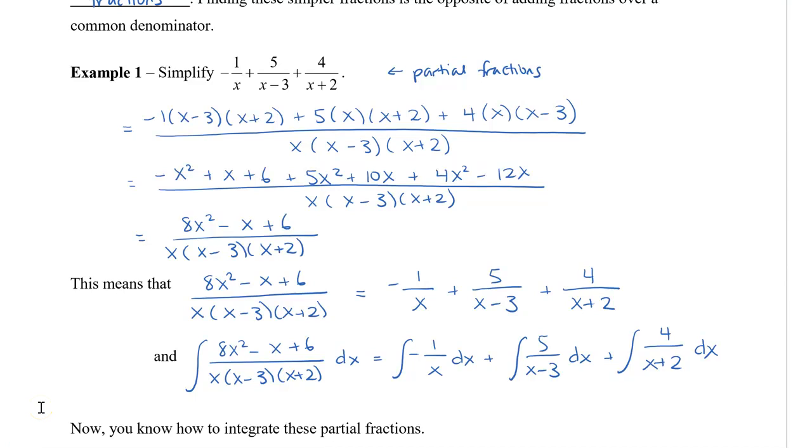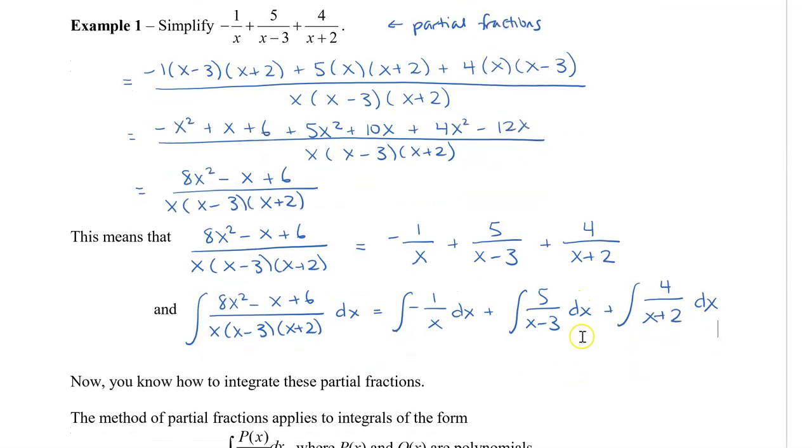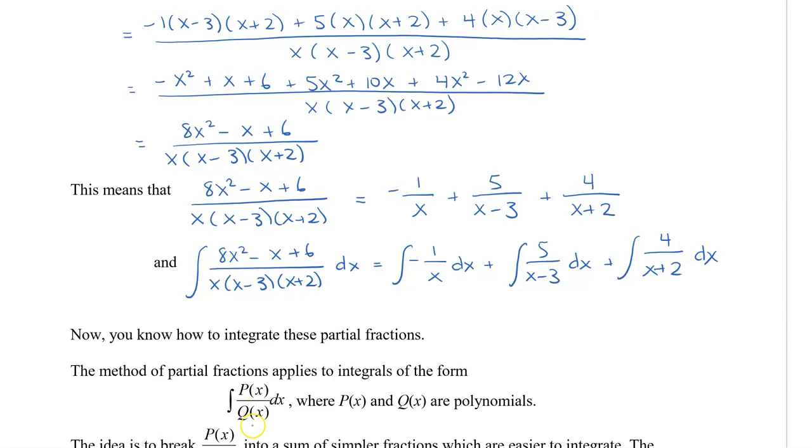Now you know how to integrate each of these partial fractions on the right side. So the method of partial fractions applies to integrals of the form p of x divided by q of x, where p of x and q of x are polynomials. Now the idea is to break the p of x divided by q of x into a sum of simpler fractions which are easier to integrate. Now the procedure is a bit long and it requires a lot of algebra. So therefore, before using partial fractions, you should be sure that there isn't an easier way to find the integral.